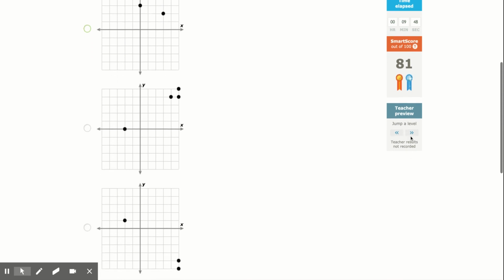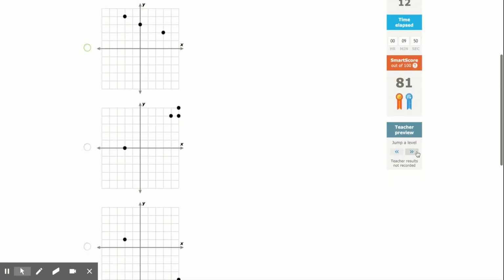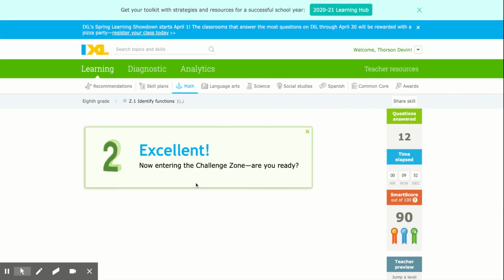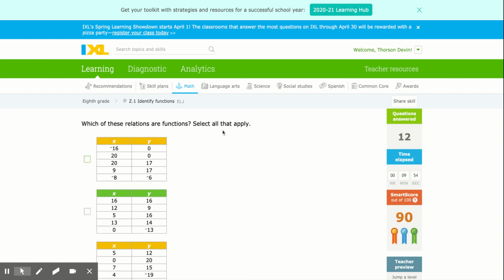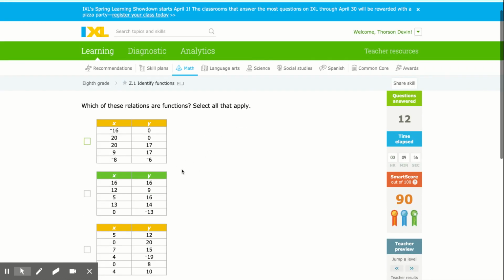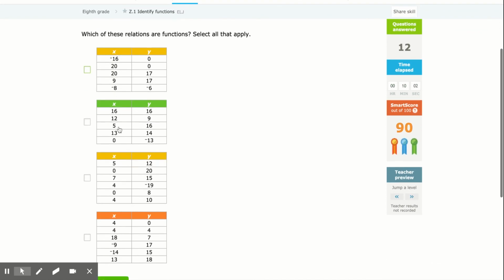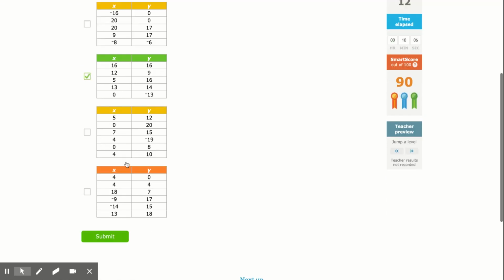Now, as you get up even higher, if you jump all the way up here, I'm going to jump up to the 90s because then it says select all that apply. Which of these are functions? I see 20 is duplicated in the x column. It's not a function. 16, 12, 5, 13, 0. No duplication in the x column.